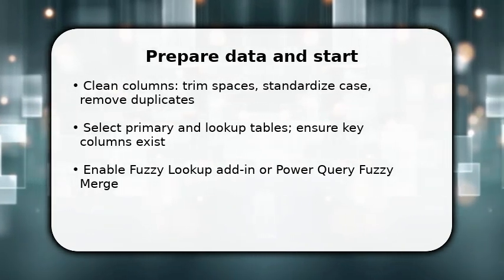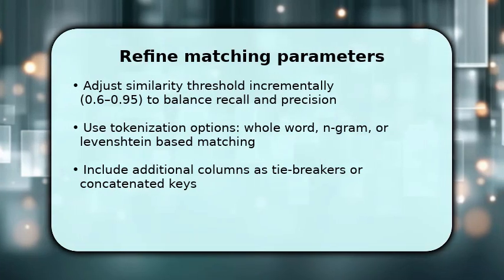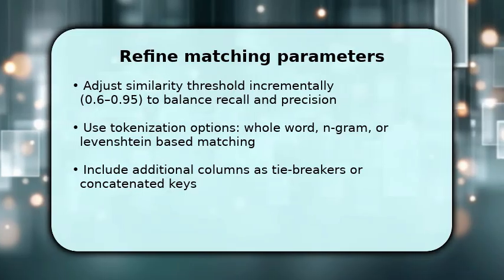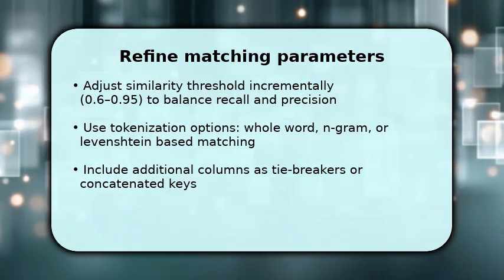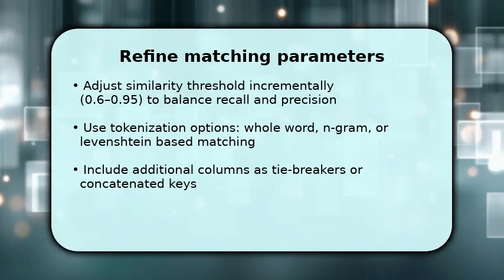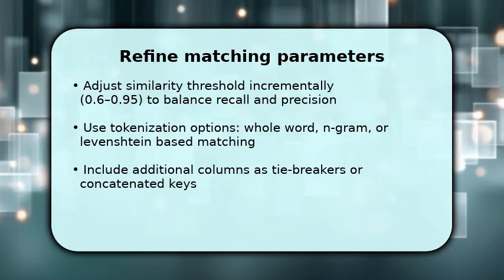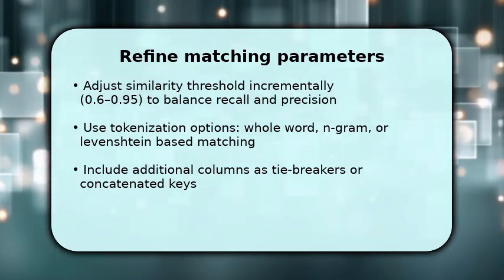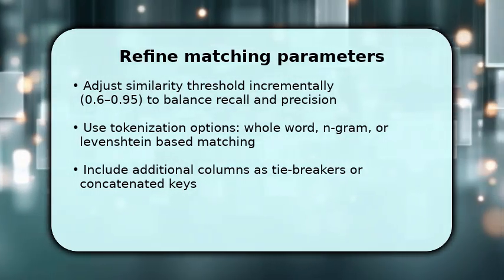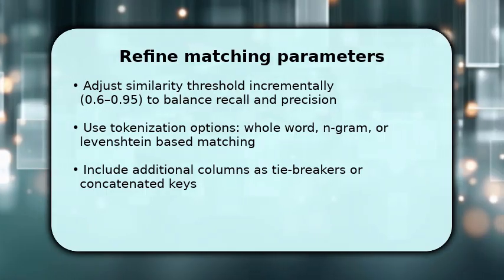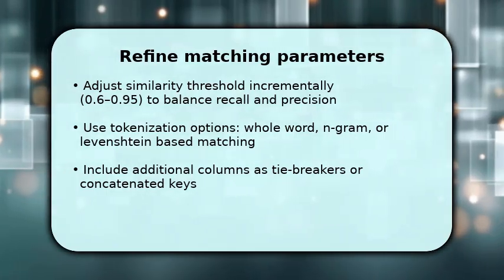Once you have initial results, analyze false positives and missed matches by inspecting similarity scores and sample pairs. Increase threshold to reduce false hits or decrease to recover misses. Change it in small steps. Make sure to try different tokenization modes. Ngram helps partial strings, whole word prevents crossword matches, and Levenshtein handles typos.